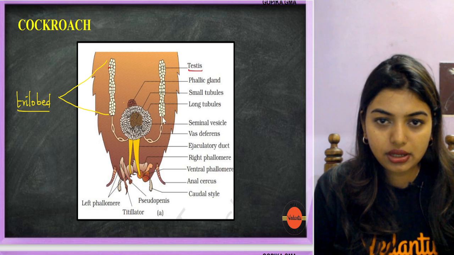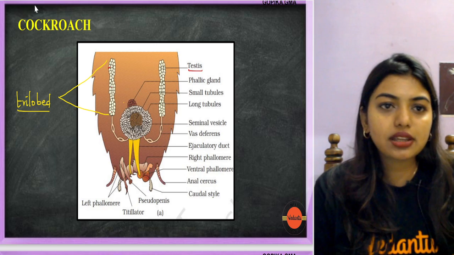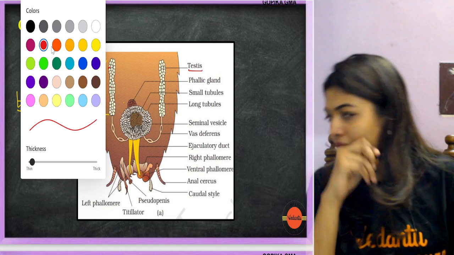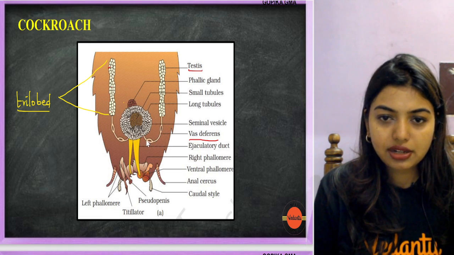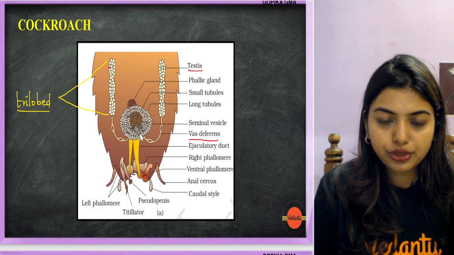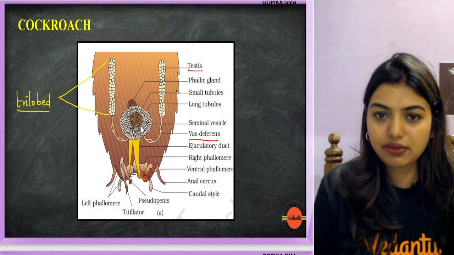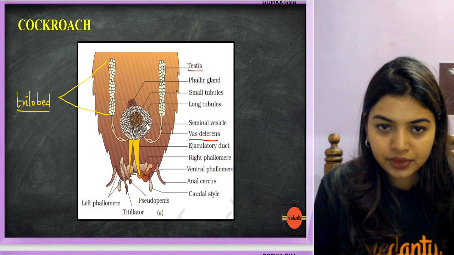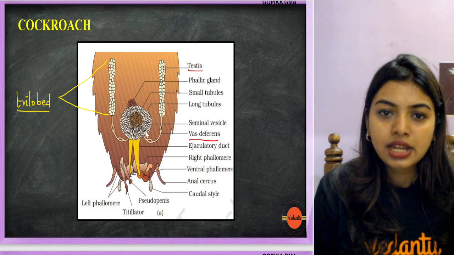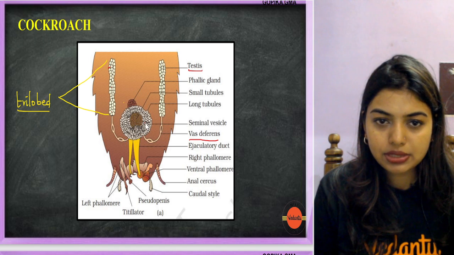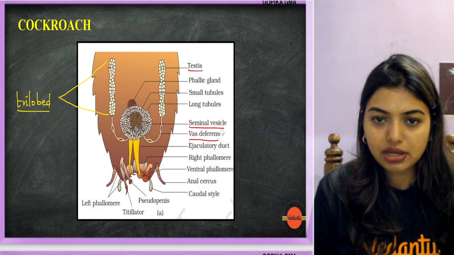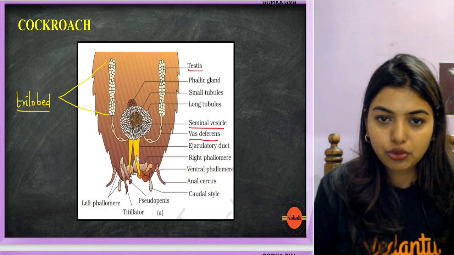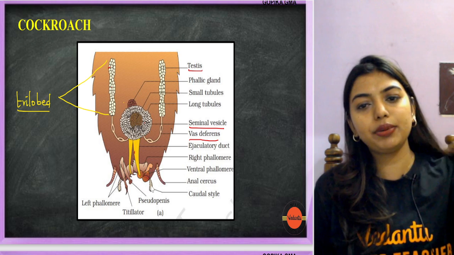Look, can you see here the labeling? Yes, you can see the vasa deferens arising from the testis. The vasa deferens is going to open into the ejaculatory duct through the seminal vesicle. The seminal vesicle is what you see here, the arrow mark. Students, this is the small tube, this is the large tube. The seminal vesicle is behind the mushroom gland, which you cannot see properly, but the labeling is given. Through the seminal vesicle, it opens into the ejaculatory duct, and from the ejaculatory duct it opens out near the anus.